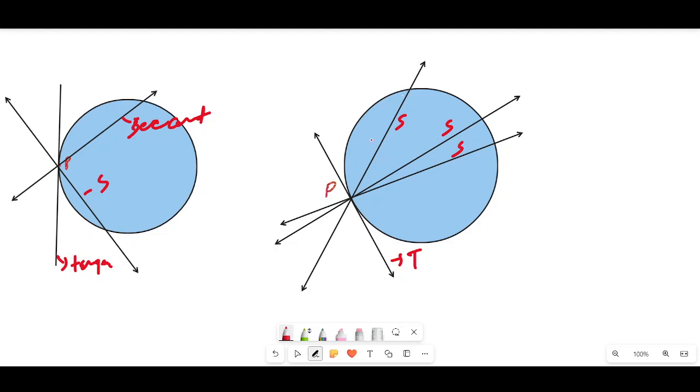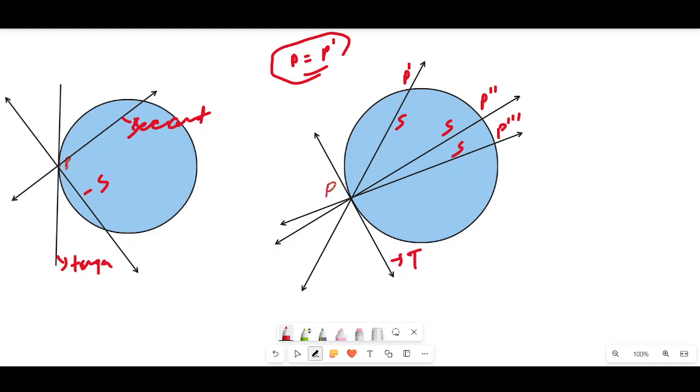Here, 2 points, P and P dash, P double dash, P triple dash. Then you get more chords. But if this point and this point, P and P dash, are equal, they will be merged, that means coincide, then we get a tangent. Clear?